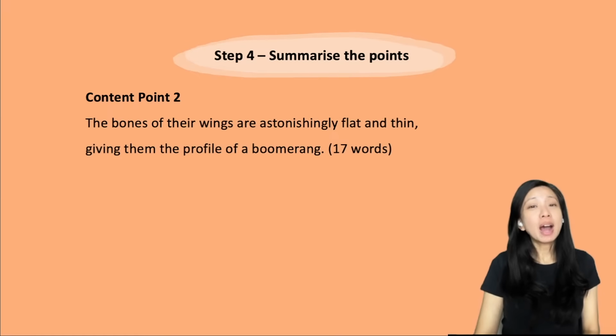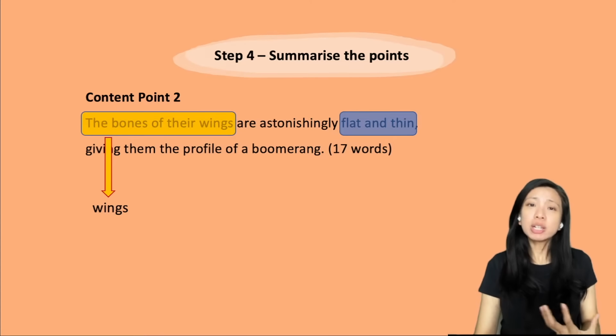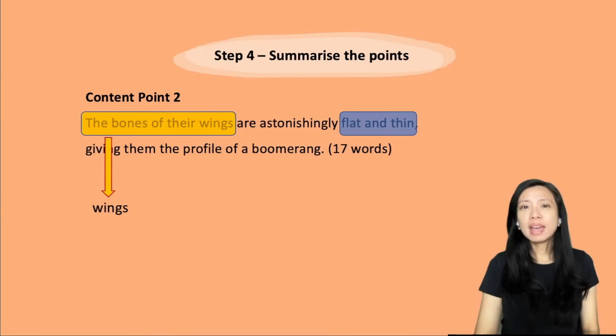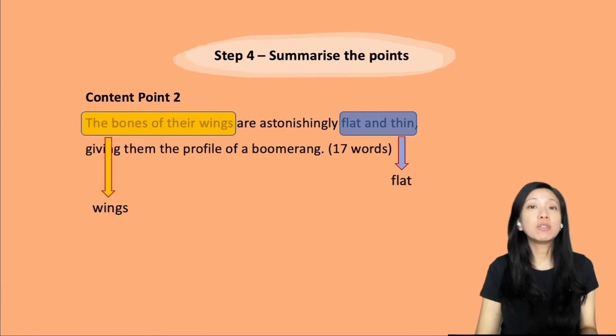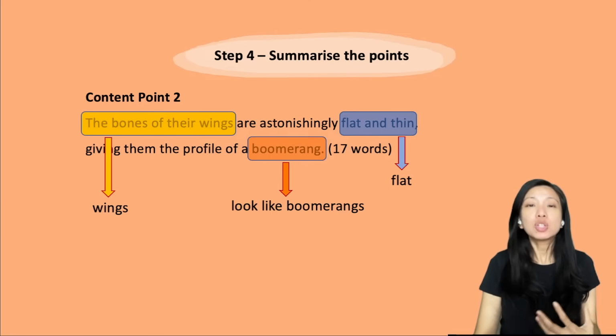So let me show you how I have summarized this content point. The first thing that I have picked out is the bones of their wings. So I'm not going to take the bones of their wings, I'm just going to summarize this to their wings. Because when we say that the bones of their wings are flat and thin, we are actually describing the wings themselves. And one more thing, flat and thin. Well, I guess flat already gives me the idea that the wings are very thin, so I'm just going to use the word flat here. And the last part, giving them the profile of a boomerang, I'm just going to say that the wings look like boomerangs.